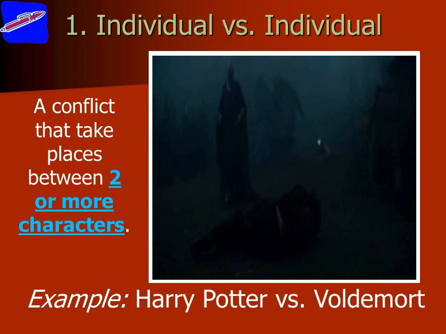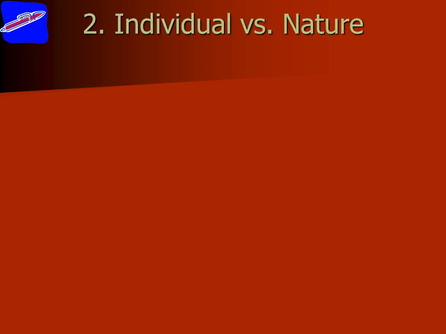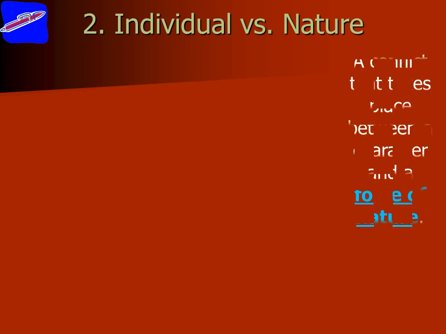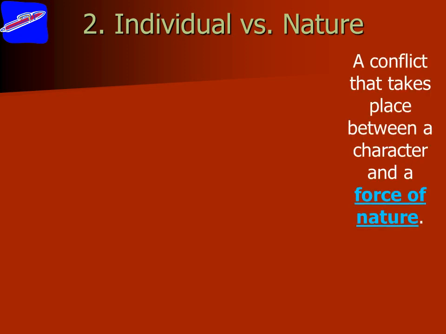Individual versus individual conflict. Our next type of external conflict is called an individual versus nature conflict. This is defined as a conflict that takes place between a character and a force of nature. A force of nature can be anything from an animal to a storm to a natural disaster and can be found in all sorts of literature and movies and films.